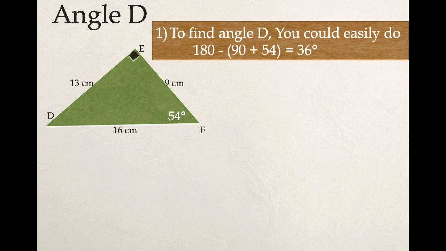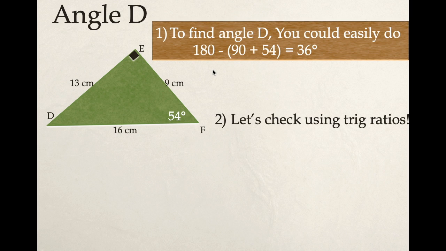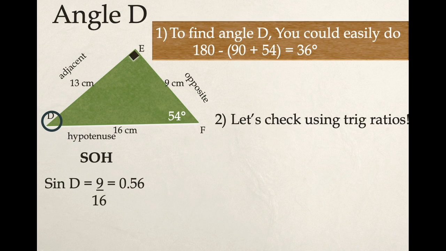So now that we know that, we still know enough to find what the remaining angle, angle D, is by doing our sum of the interior angles rule. But we are still going to check it using trig ratios because that's the purpose of this lesson. So focusing on D, we're going to label our sides accordingly. And using SOH, we could find that the sine of D is 0.56 by doing opposite over hypotenuse, but then we would do the inverse sine and get 34 degrees.